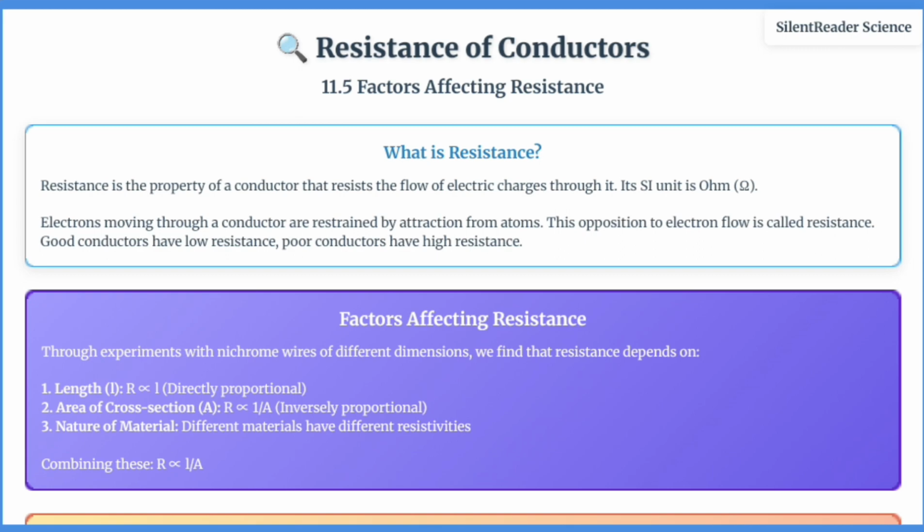Through experiments with nichrome wires of different dimensions, we find that resistance depends on three main factors. First, length. Resistance is directly proportional to the length of the conductor. Double the length, and resistance doubles. Second, area of cross-section. Resistance is inversely proportional to the area. Double the area, and resistance halves. Third, nature of material. Different materials have different resistivities. Combining these relationships, we get R proportional to L divided by A.